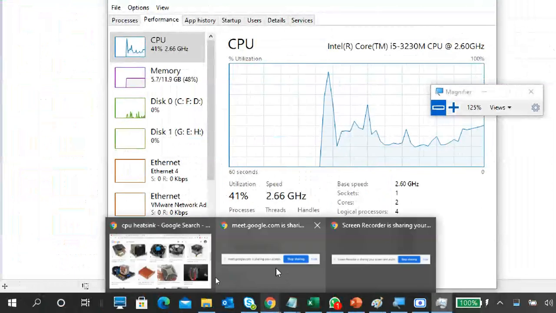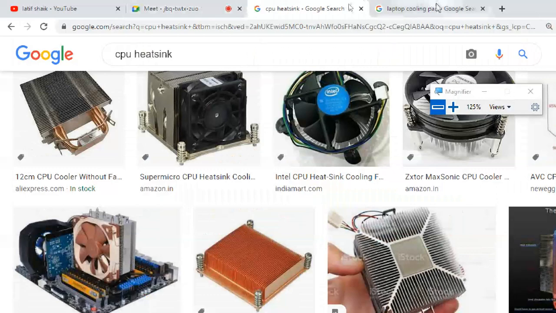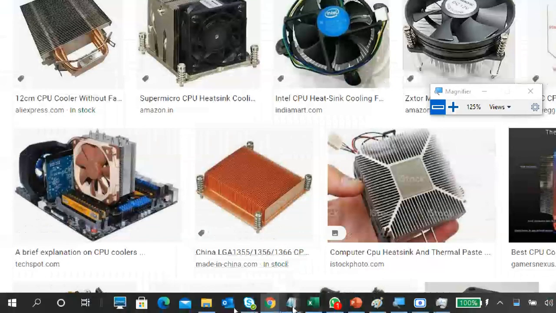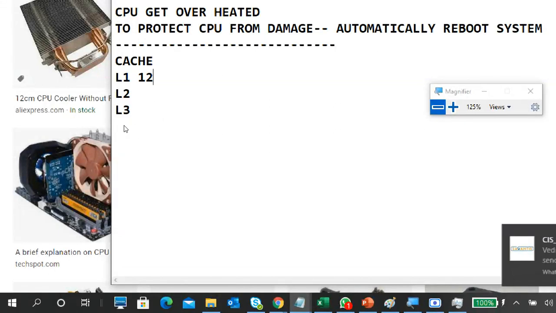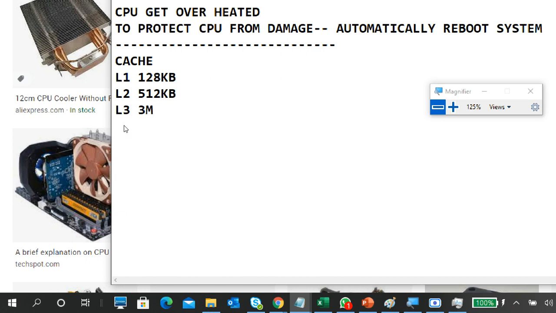Very small cache memory compared to nowadays. But if you go to any CPU-related information, you can get what the cache memory is from there. Already we have seen 6 MB cache memory and so on. In my system, I have 128 KB cache memory, which is always written in caps, and 512 KB cache memory, not even 1 MB. I got a 3 MB cache memory.